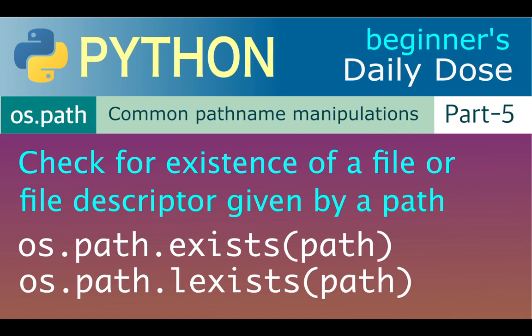In this video, I will discuss 2 other functions defined in this module, which are os.path.exists and os.path.lexists. The names of the functions are exists and lexists. The L in lexists stands for link. lexists is the same as exists, but it differs for a path that is a symbolic link.